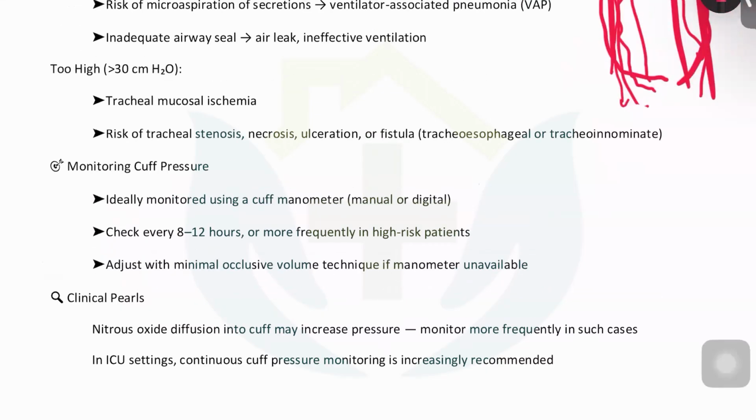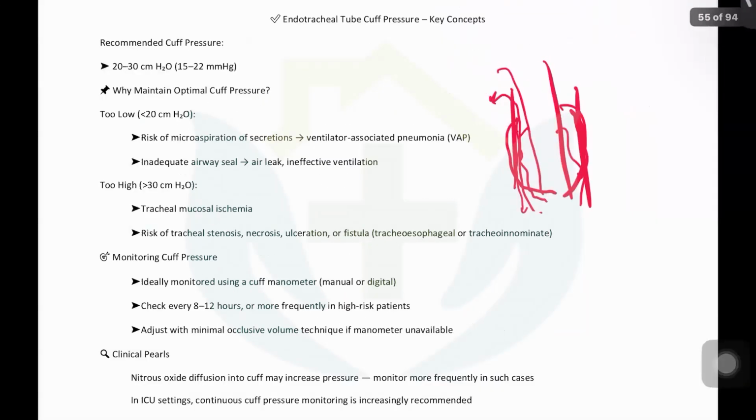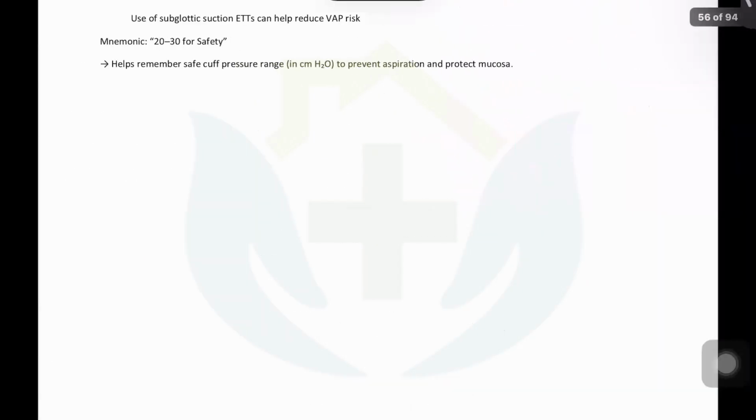So what are the clinical pearls? Nitrous oxide diffusion into the cuff may increase pressure. So if the patient is in the operation theater, make sure that the pressures are checked more frequently if you are doing long surgeries, because nitrous oxide can diffuse into the cuff and increase the pressure. So you will need to repeatedly pull out some volume of air or nitrous, whatever it is, from the cuff. So you have to do cuff deflation. In ICU settings, cuff pressure monitoring can be done continuously, which is recommended in the guidelines also.